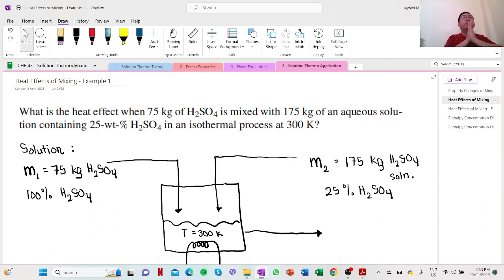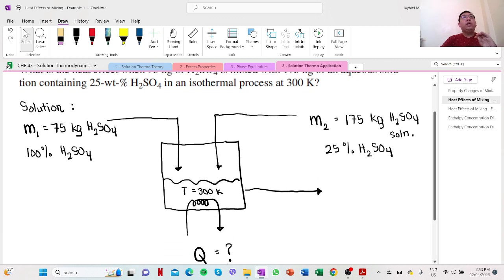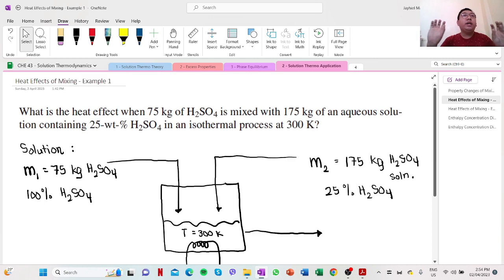As discussed by your instructor or from your previous knowledge on heat effects of mixing, for isothermal mixing processes, what will be required is the heat released or absorbed after mixing the two inlet streams and obtaining a particular concentration of the mixture in the outlet stream at a specific temperature.